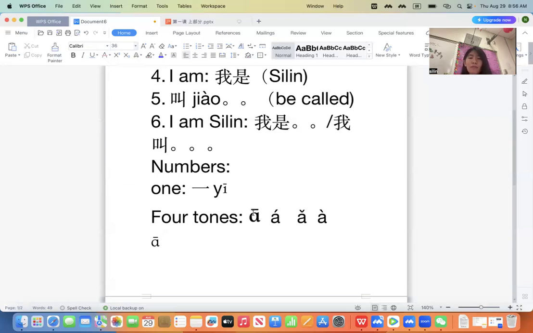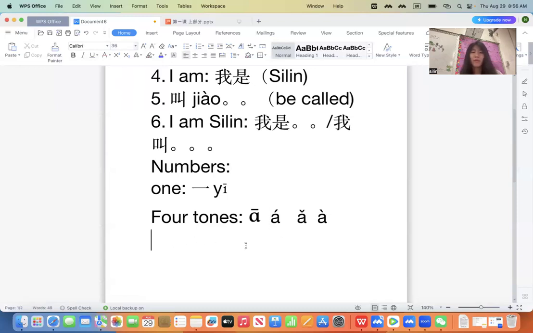The first one, you say ā, just like a straight line from left to right. And the second one, á, feels like you're climbing the mountain. And the third one, ǎ, feels like you're driving the car from the top, going to the bottom, then from the bottom going to the top one more time. And the last tone, à, you need to emphasize it.